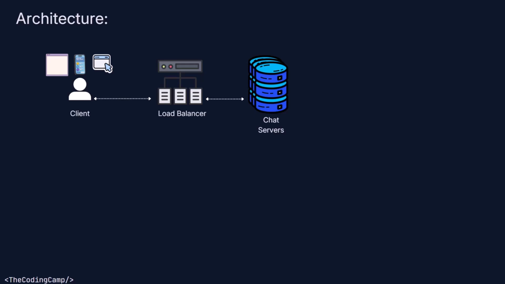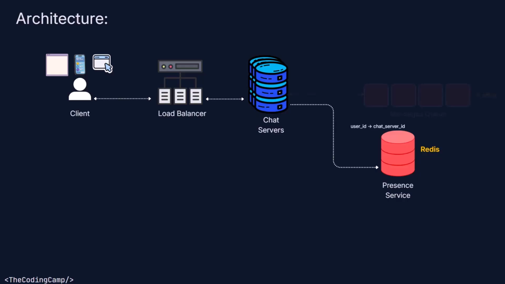To deliver messages to the correct server, we use Redis as a presence service. It contains the mapping between the users and the servers that hold their WebSockets. This is an example mapping. Messages are sent to Kafka. This buffers high traffic spikes, ensures durability, and decouples the services.